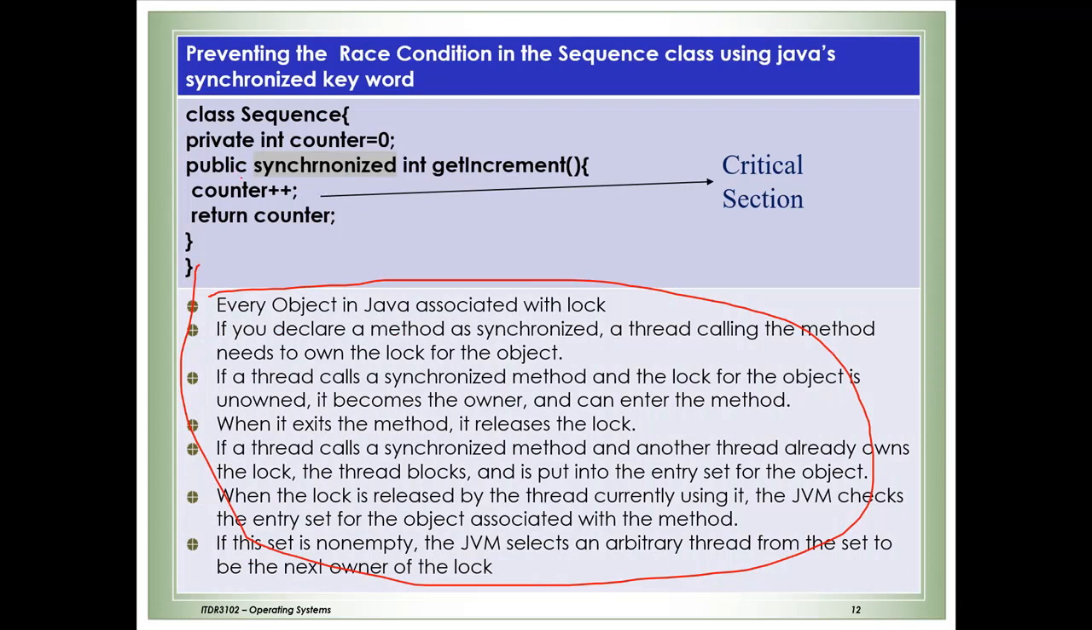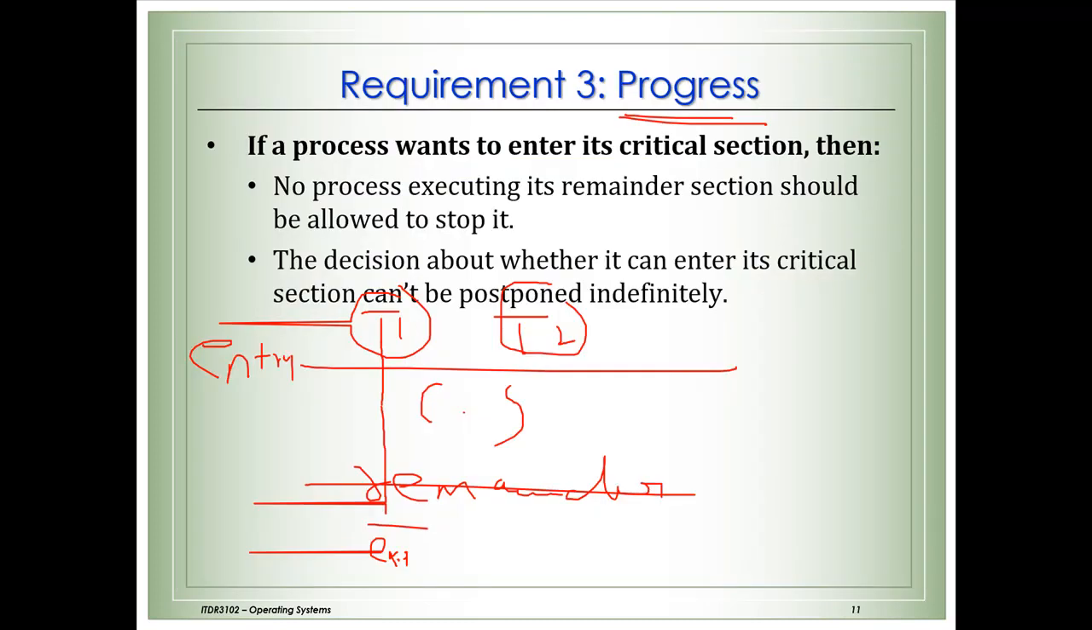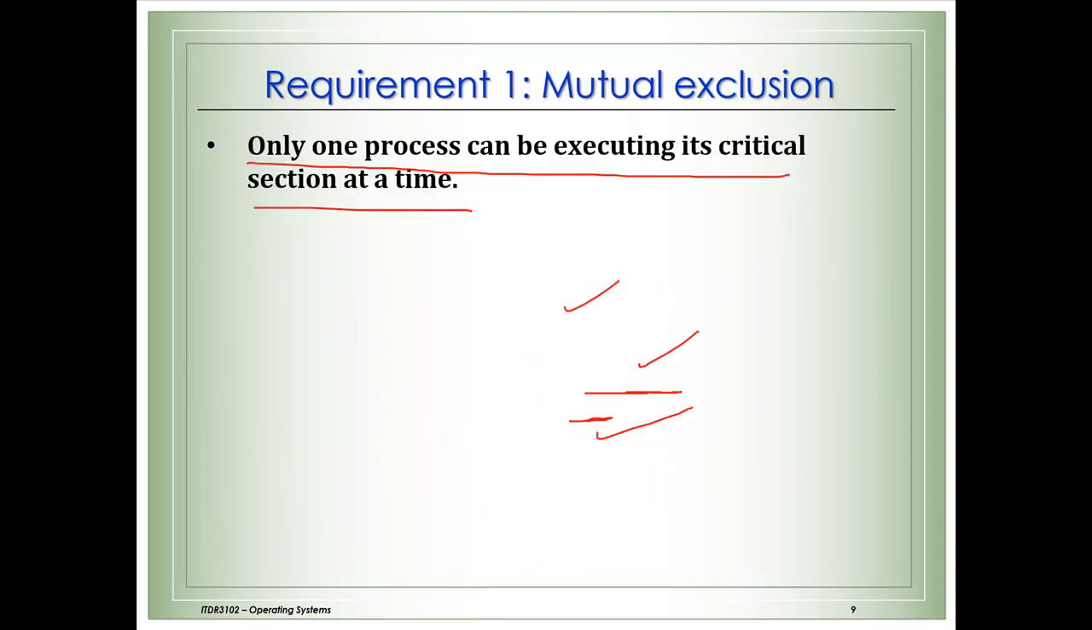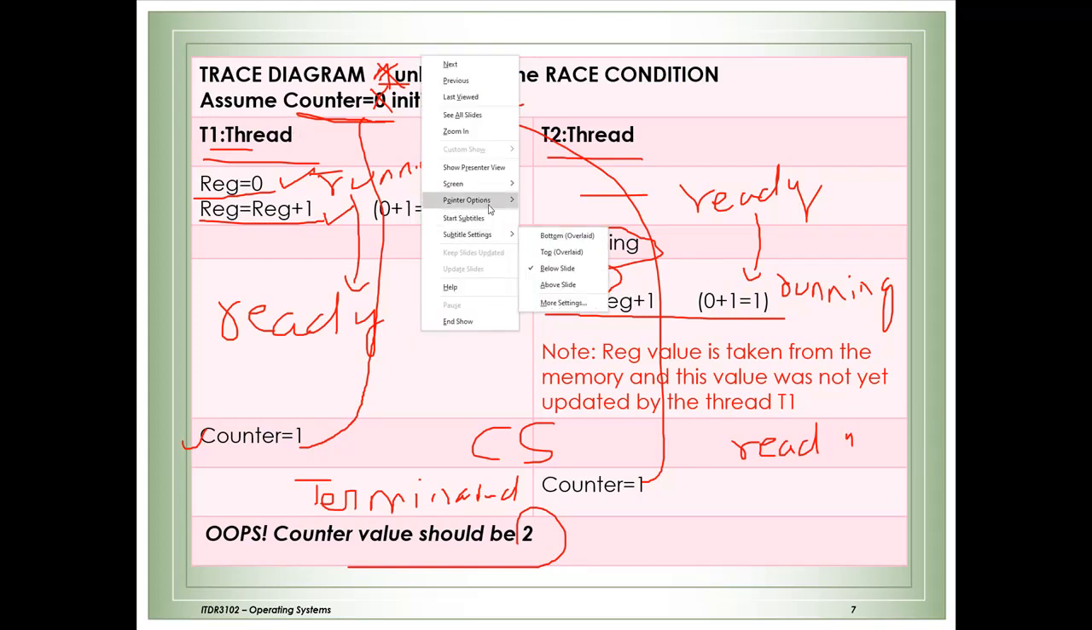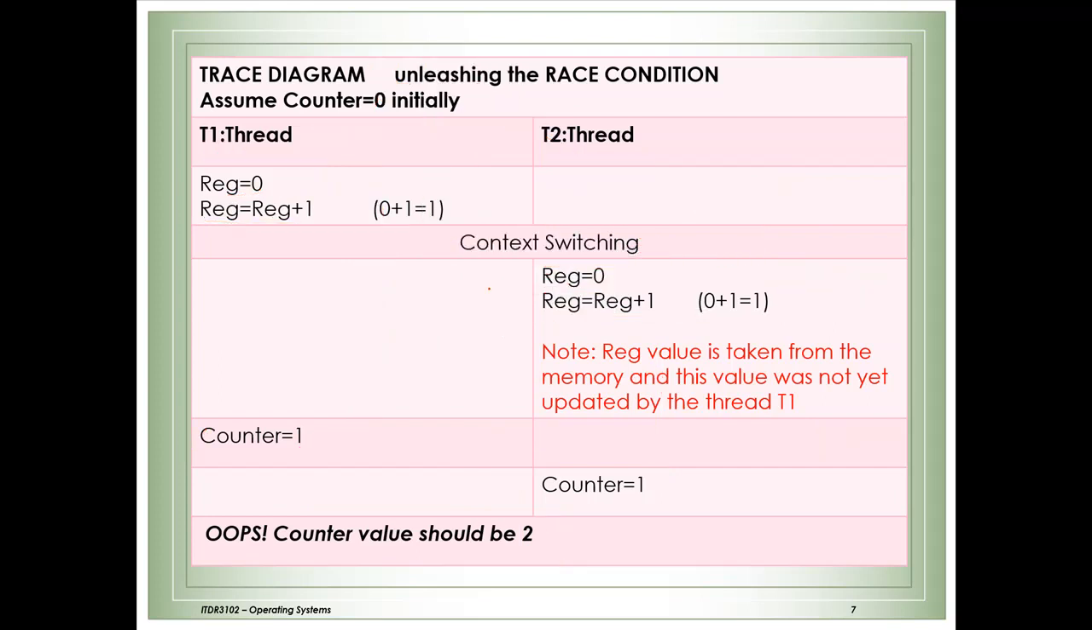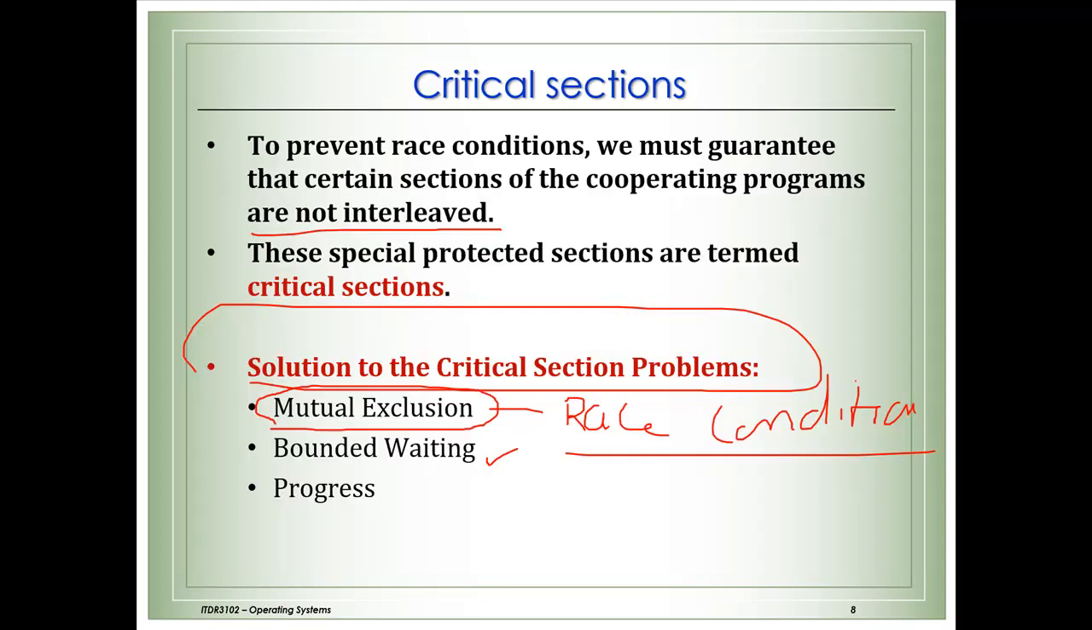So you can see here we implemented the synchronized keyword. Before implementing the synchronized keyword, if you draw the trace diagram, it would be like this. There would be context switching in the middle. The load, update and store won't be atomic, not together.